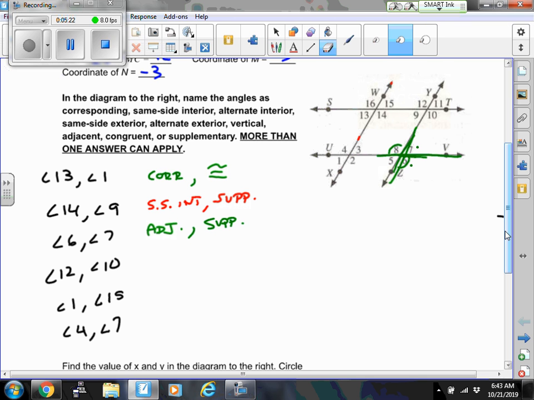12 and 10. I think I'll do one more. You can finish up the rest. I'll give you the answers. 12, trace 10. Now look at that.